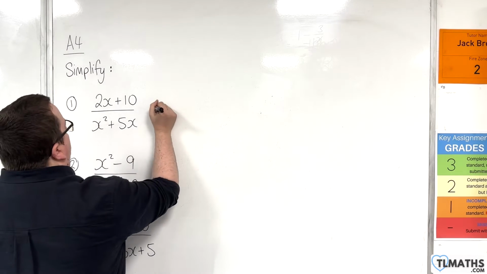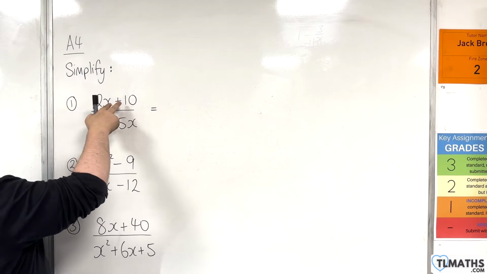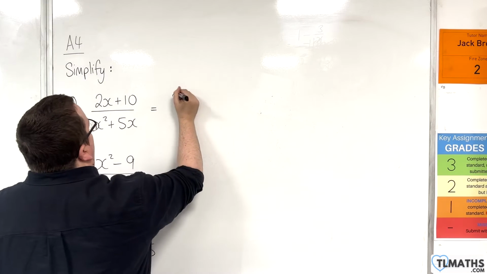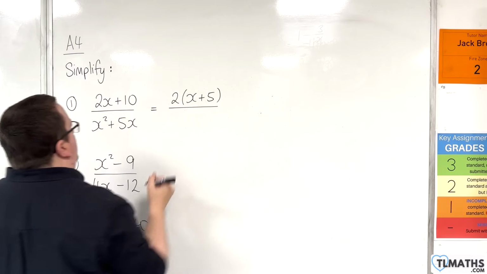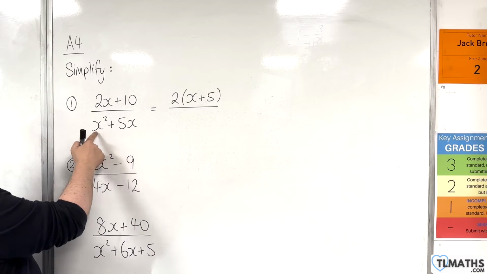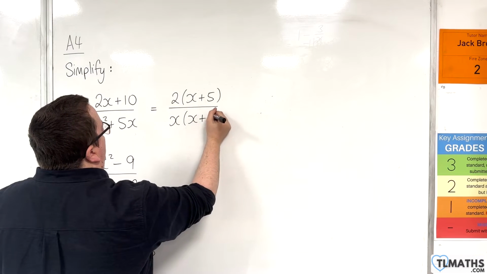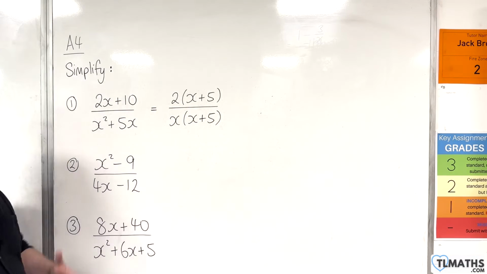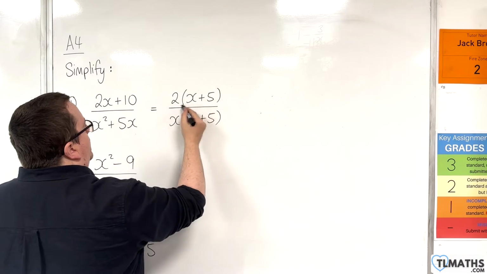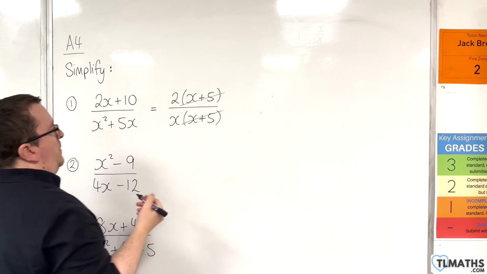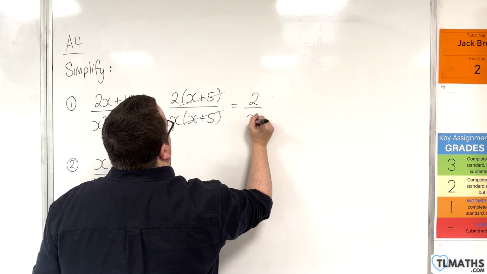So for this first one, 2x plus 10 over x squared plus 5x. We'll factorise the numerator, so we can factor out 2, then have x plus 5. And in the denominator, we can factor out the x and have x plus 5. Now, because we have a common factor in the numerator and denominator, we can divide top and bottom by x plus 5, and we'll be left with 2 over x.